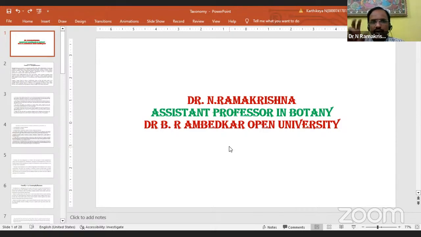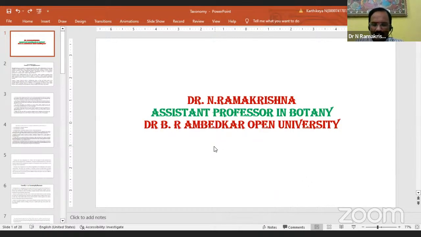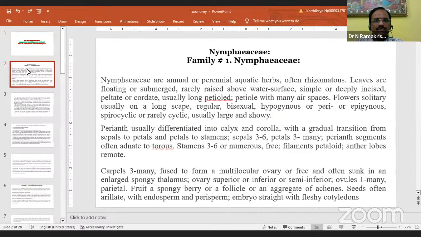In this group, the first one is Convolvulaceae. The last one, so 12 orders are there, including Pyramaceae, and another one is there. We are going to discuss only one family. So what are the characteristics? The first one is the Nymphaeaceae family.